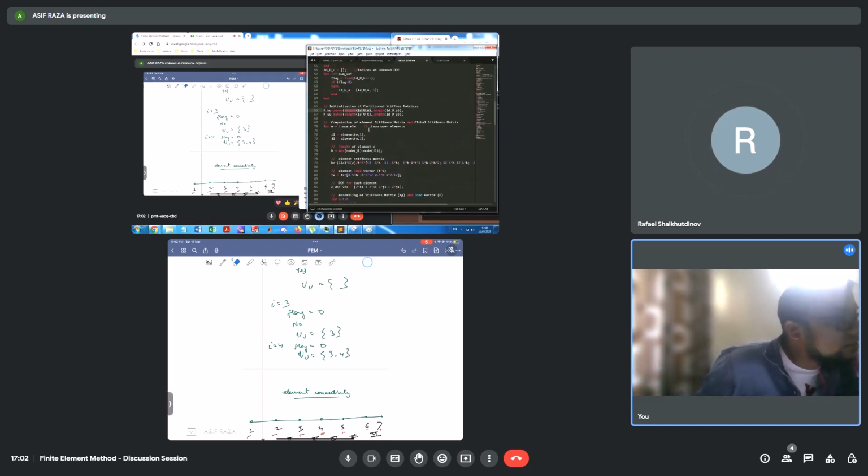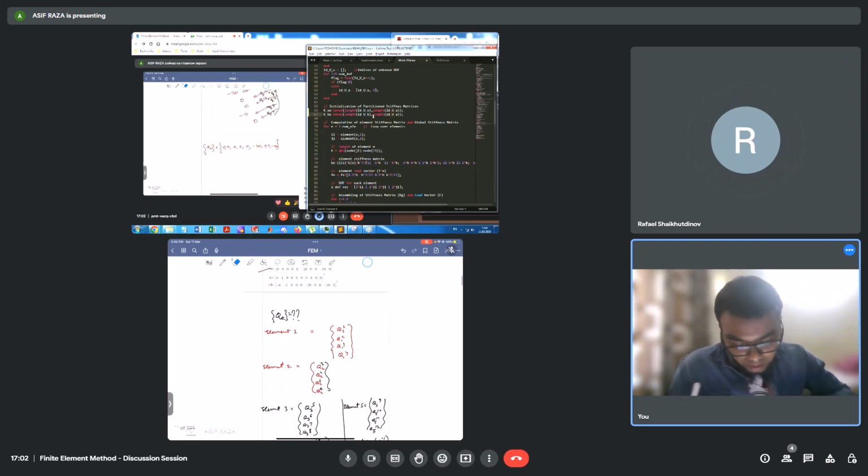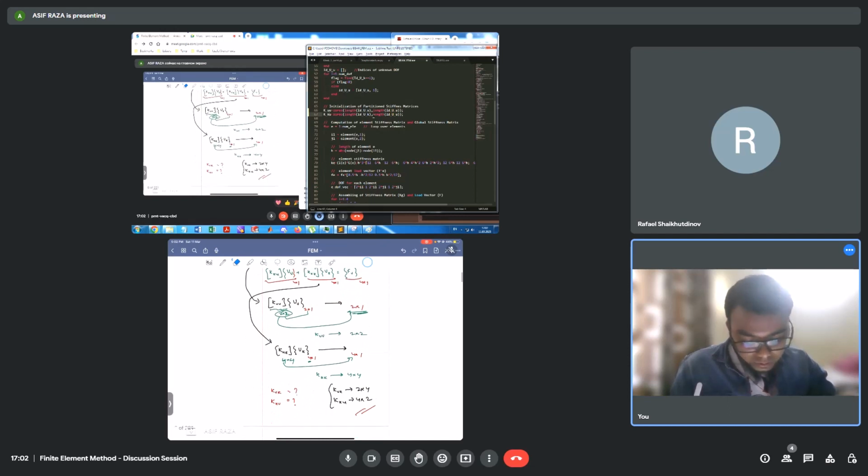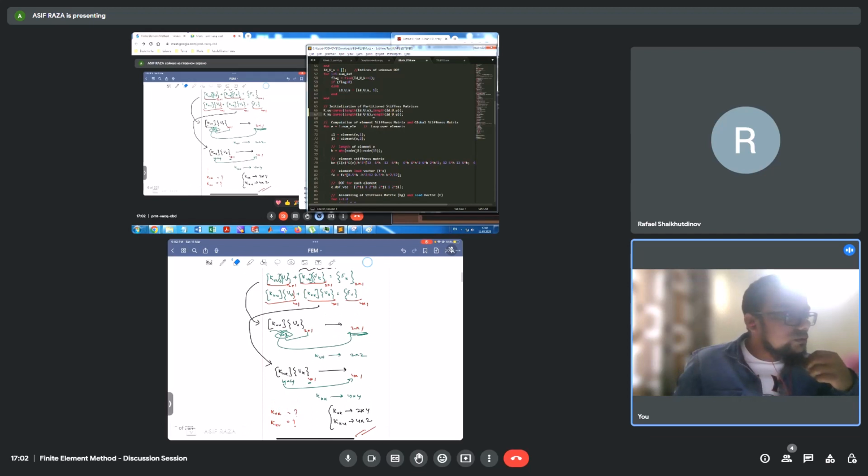See, the naming is KKU, but the length of the matrix is UU and UU. So I think line number 66 should be KUU. You just change it to KUU, and in the line below that will be KU, I think. Let me see once again what was the length of KU. KU was 4 by 2.